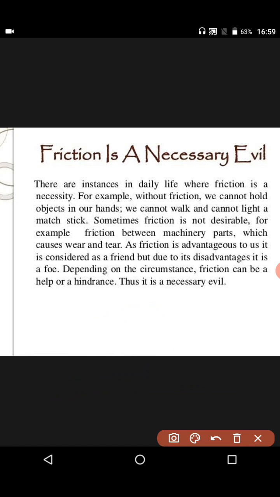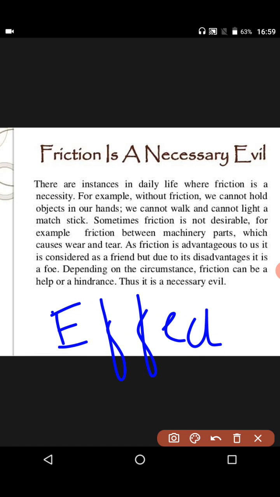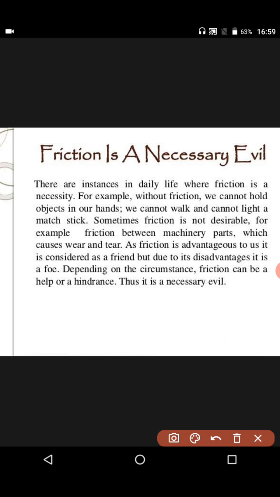The other one is that some moving machinery parts will get less effective, their effectiveness will go. They should be effective, obviously, because you're paying that much. So it is a friend in need, but a foe when not needed. That is what we have to study in this chapter.